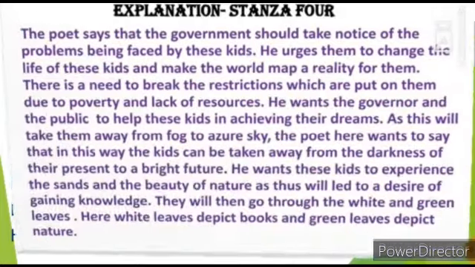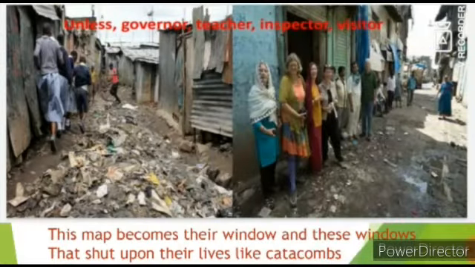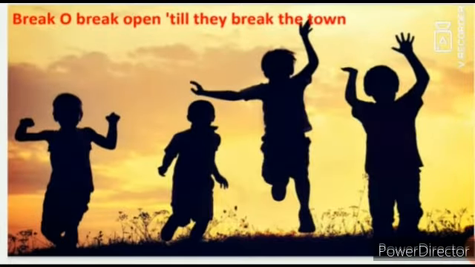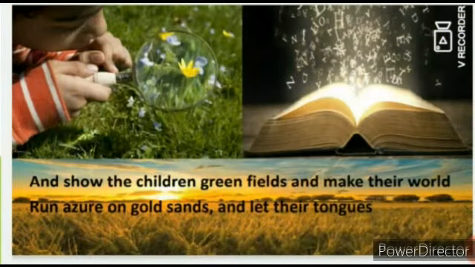Explanation. The poet says that the government should take notice of the problems being faced by these kids. He urges them to change the life of these kids and make the world map a reality for them. There is a need to break the restrictions which are put on them due to poverty and lack of resources. He wants the governor and the public to help these kids in achieving their dreams, as this will take them away from fog to azure sky.